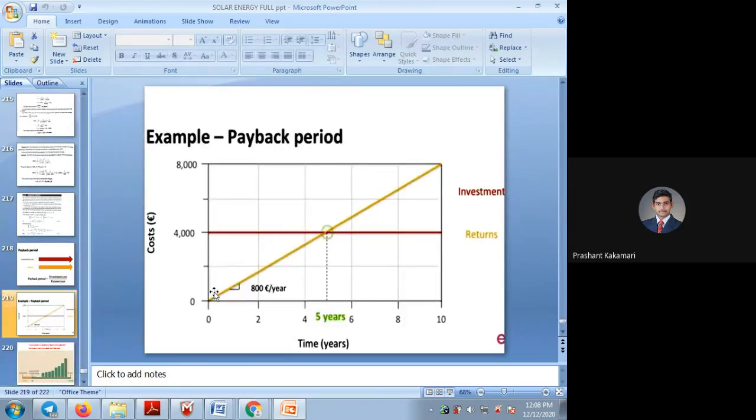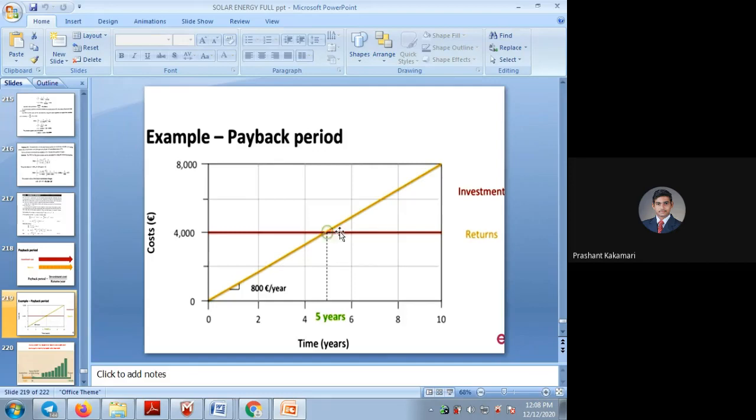Here you can see the investment I have done, say for example 4,000. After 5 years I'm getting all the benefit. Whatever I have invested, those 4,000 rupees, I'm going to get back in the form of earnings or returns at this point, after 5 years. So once this point is achieved, I can say some rate of return is possible, or the rate of return point is reached.